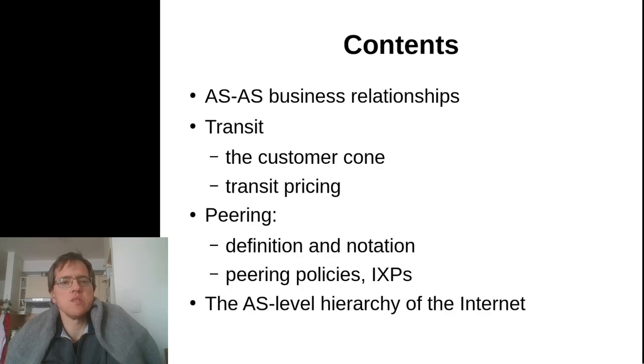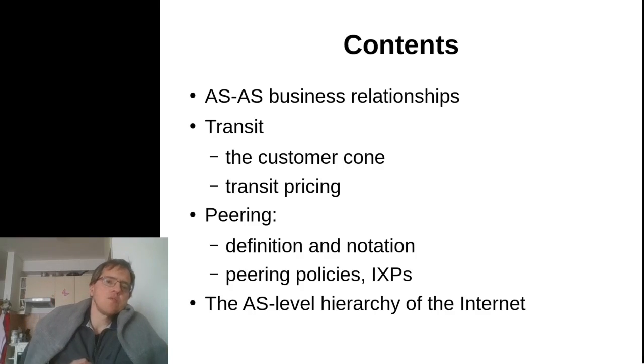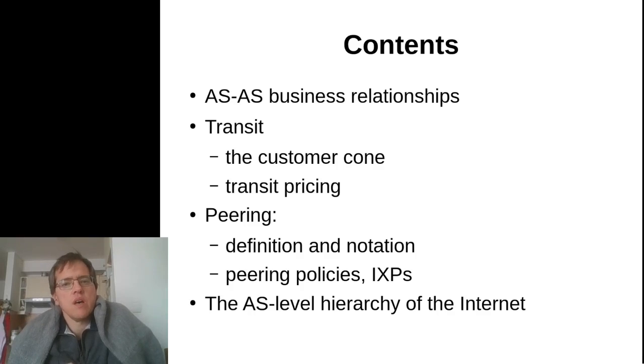We started to discuss the transit service, which was the simplest type of service that can exist between two ASs, and we are going to continue describing the transit through this lecture. We give the definition of what we mean by the customer cone, and then we describe the way the transit provider usually charges the customer for the transit service it provides. Then we jump to the next very important constituent of our service model. There is another very important AS-AS business relationship besides the transit relationship, and this we call the peering relationship, which we give the definition and notation for, and then we go into a couple of interesting details about the peering ecosystem of the internet.